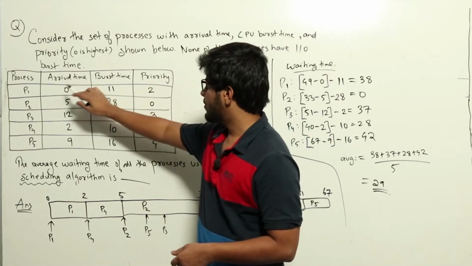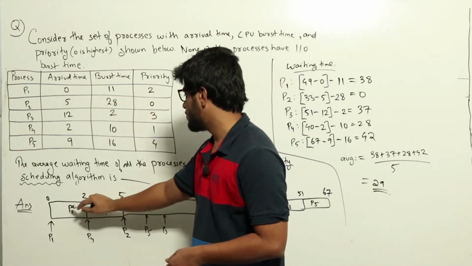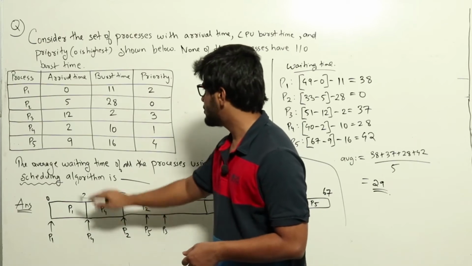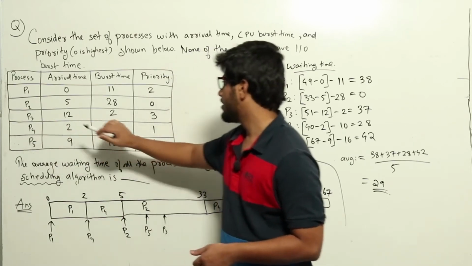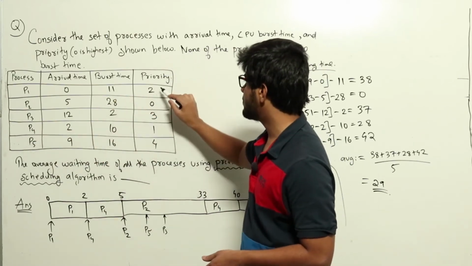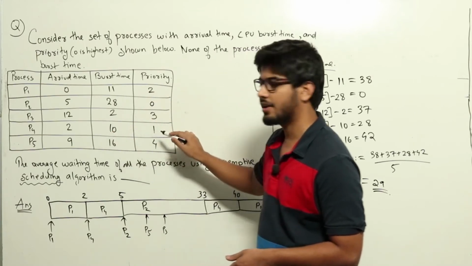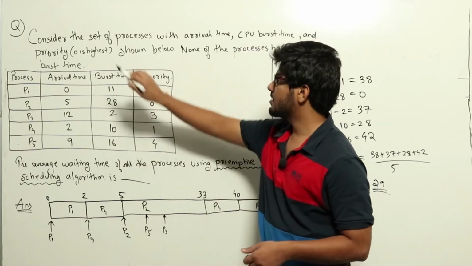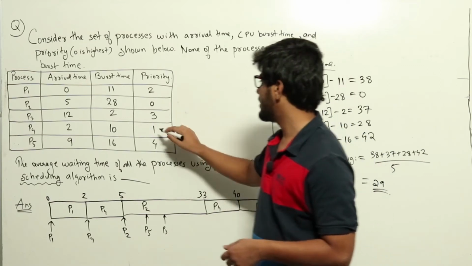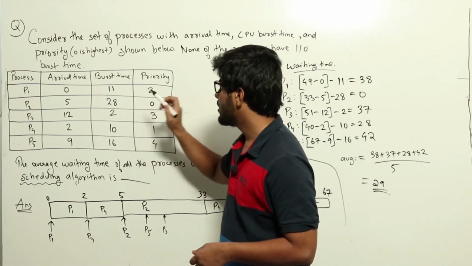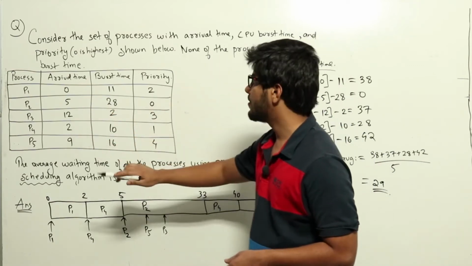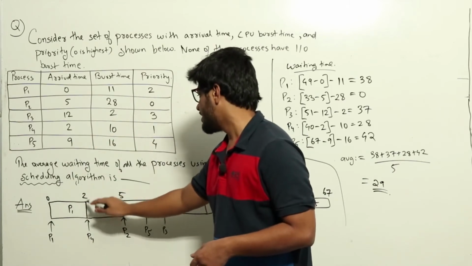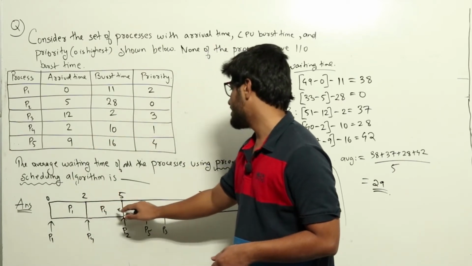At time 0 only P1 is there, so we will start running with P1. At time 2 P4 will arrive. Now if you see, P1 has priority 2 and P4 has priority 1. In the question it was given that 0 is the highest priority, so 1 is higher priority than 2. So we will preempt P1 and we will start running P4. So at time 2 P4 will start running.